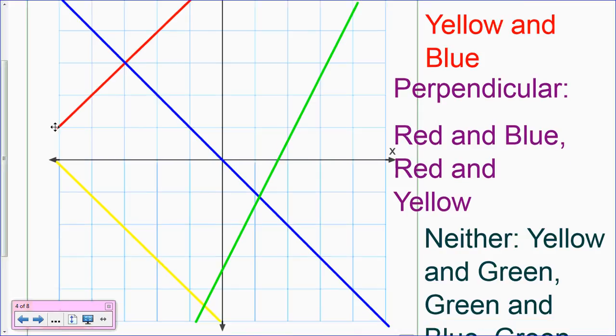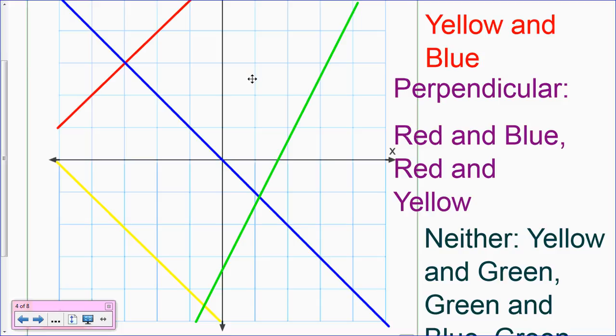If we look at this thing, we've got the parallel lines are actually yellow and blue. They're moving at the same rate. Their slope is the same. They both have a slope of 1. Okay? And you can pick points if you want to check it. They're both moving the same rate down. Okay? So those are our only parallel lines here.